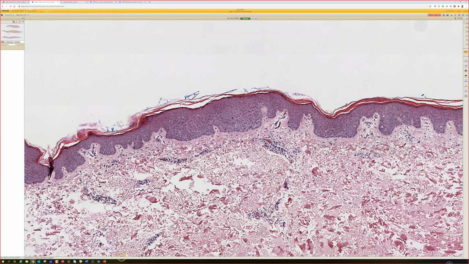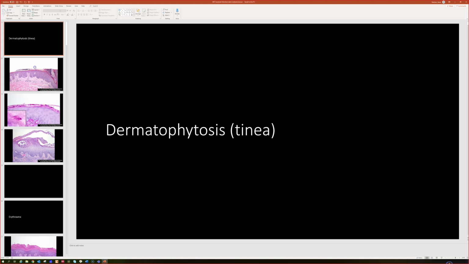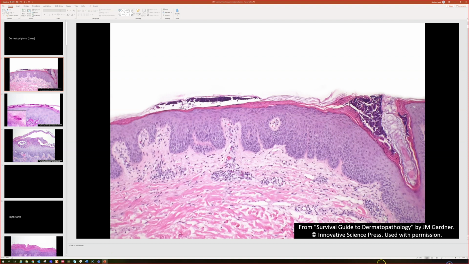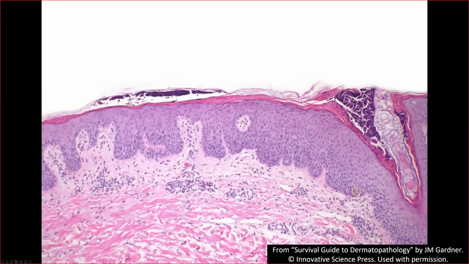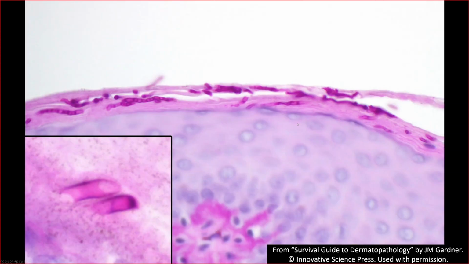So let me now switch over to my PowerPoint real quick and just show you an example. Here's an example of, let's full screen that. Here's dermatophytosis, where you have spongiosis, you have that compact ortho, and some neutrophils and debris. Here in the follicle also. And this is what the PAS stain would look like. You can use GMS if you want. I think PAS works really well for superficial fungi. For invasive fungi, sometimes GMS works better.